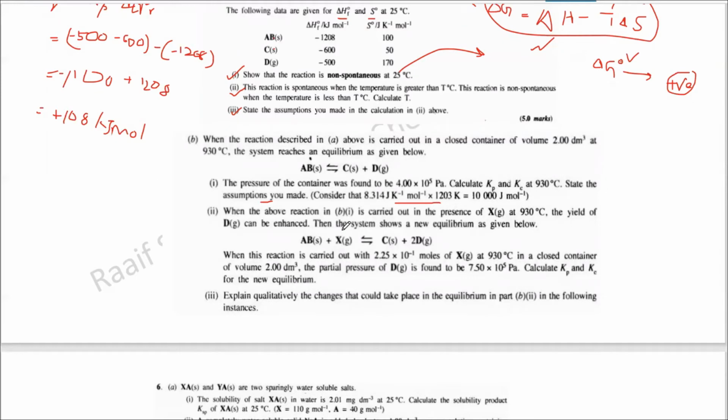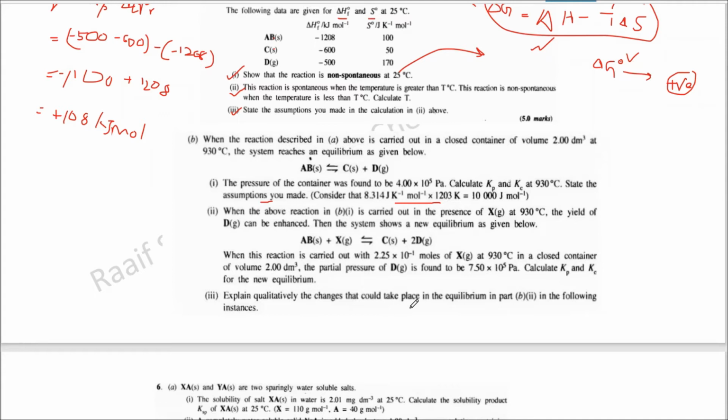Okay. When this reaction is carried out with 2.25 into 10 to the power minus 1 moles of X gas. So basically we use 0.225 moles of X gas in a closed container, so same volume. The partial pressure of D gas found to be 7.5 into 10 to the power 5. So D gas was 7.5 into 10 to the power 5 Pascal. So imagine what is going to happen here. Okay. Calculate Kp and Kc for the new equilibrium.